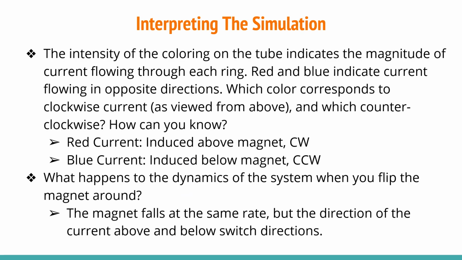Now we need to discuss some of the visualizations produced by the model. First, the intensity of the coloring on the tube indicates the magnitude of current flowing through each ring. Red and blue indicate current flowing in opposite directions. We're asked which color corresponds to clockwise current and which counterclockwise, and how can we know? The red current is clockwise and the blue current is counterclockwise. We know this from the right-hand rule based on the direction of the magnet. The current induced above the magnet will be clockwise and the current induced below will be counterclockwise.